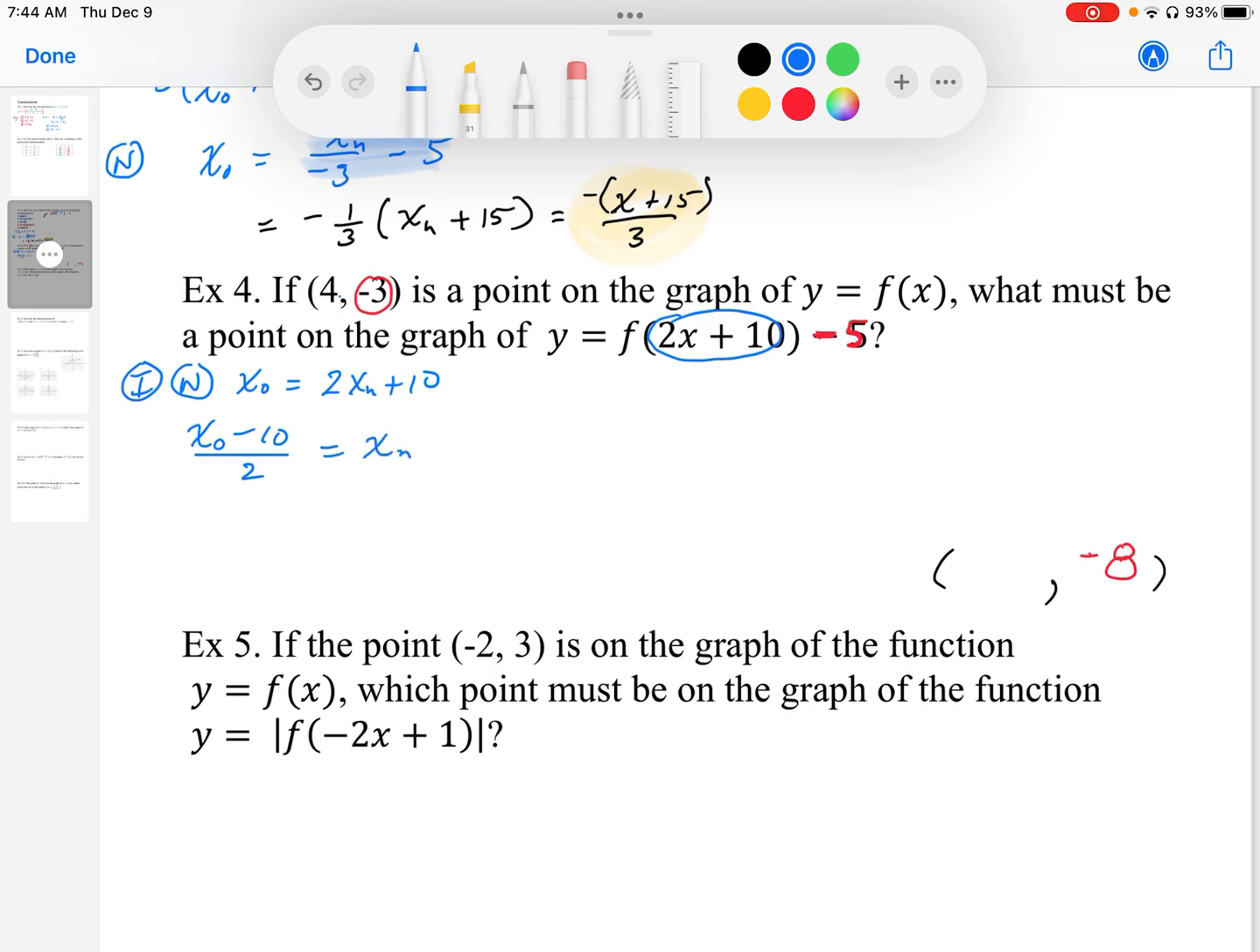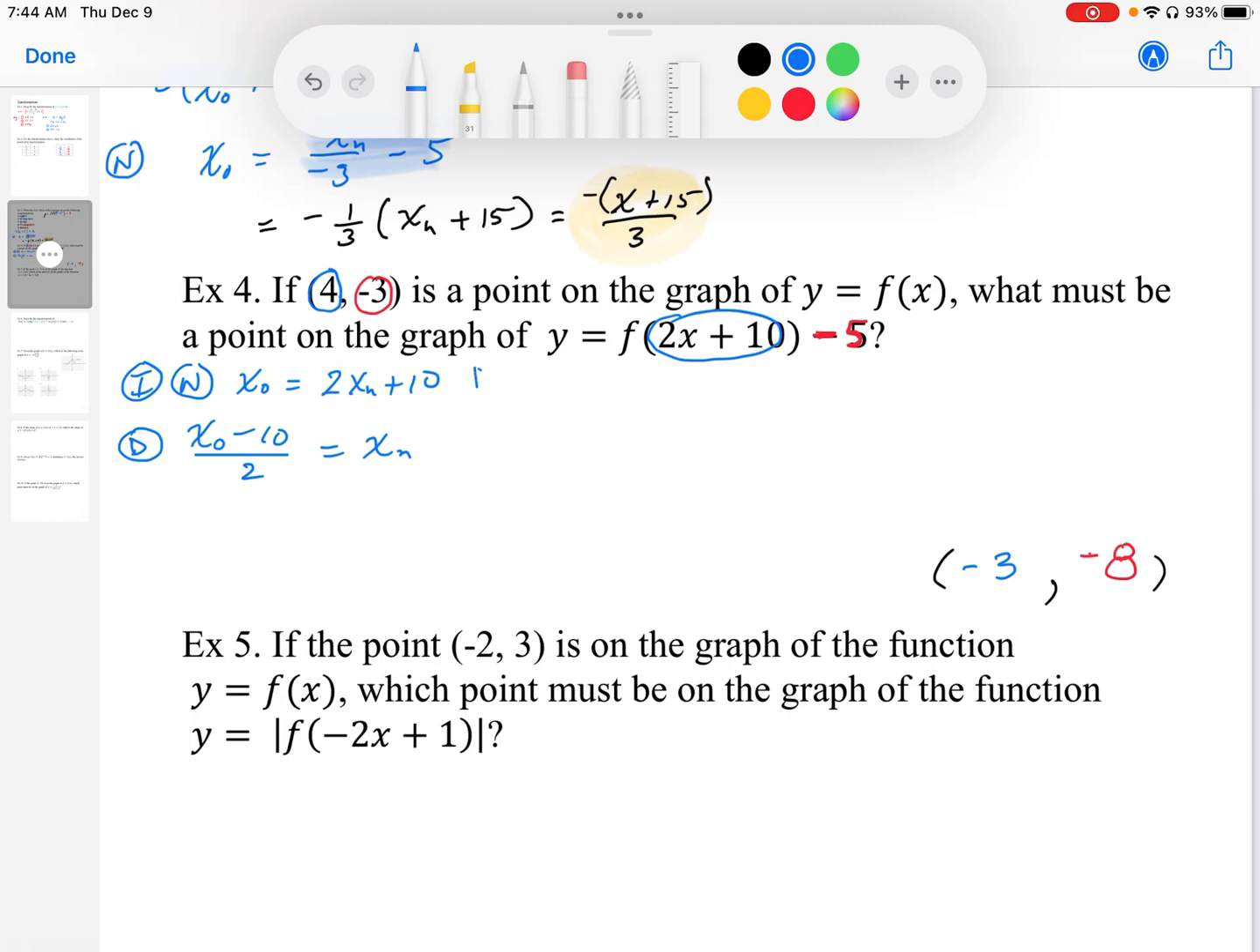Okay, so this is what I actually do. Using this expression then, I can just transform that x is 4. So I go 4 minus 10 is -6, divide by 2 is -3. So there's my answer. It's going to end up at -3, -8 based on this transformation.